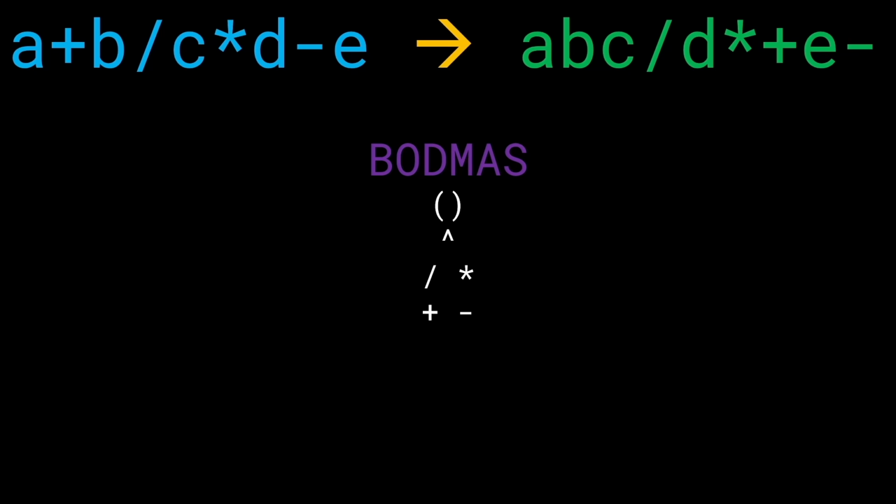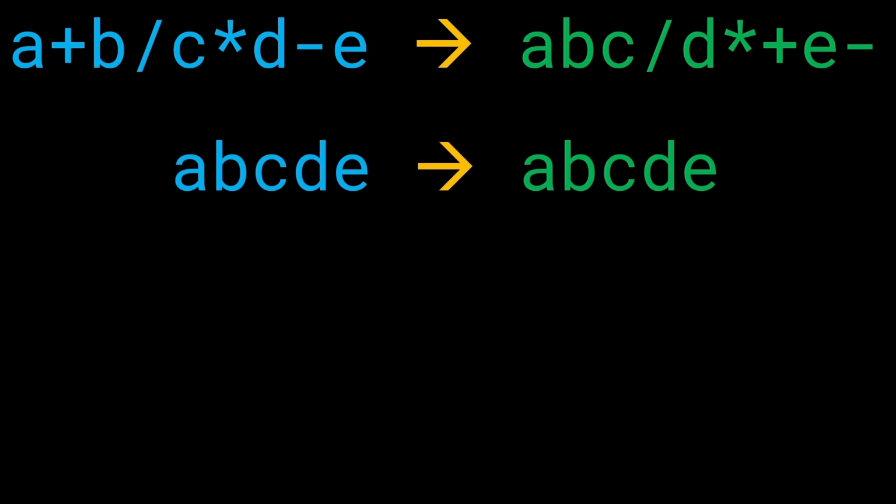I also want you to notice another thing which I brought up earlier as well. The ordering of the operands, which are A, B, C, D, and E, remain the same from the infix to the postfix notation. Only and only the ordering of the operators change. It went from plus, slash, star, minus, that is, it went from a completely random ordering to a well-defined ordering, where we had division, multiplication, addition, and subtraction.